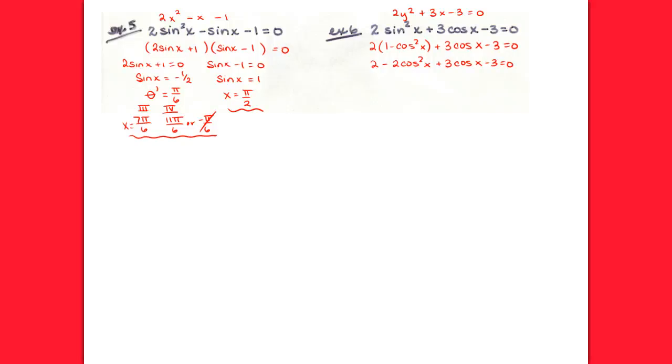So I'm going to distribute that 2. So we did 2 times 1 is 2, and 2 times negative cosine squared is negative 2 cosine squared. I could combine my constants. I have a 2 and a negative 3, so I could combine those.